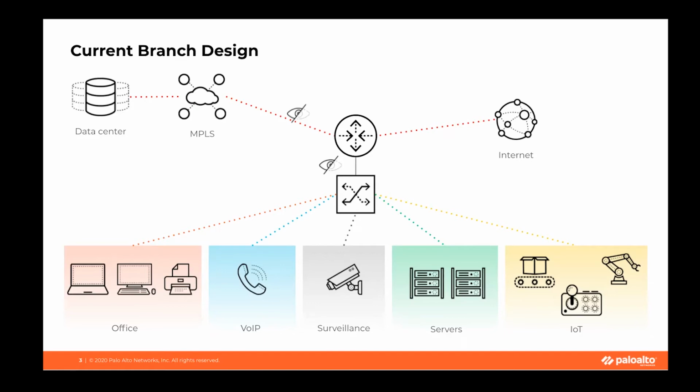But surveillance devices are just segmented off. So yes, there's segmentation from a VLAN perspective, but we don't have any visibility when the office network is talking to the server network. We want to understand what protocols are being sent: DNS, SMB, NetBIOS, all the different things.